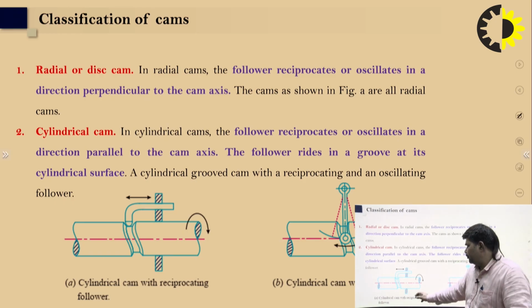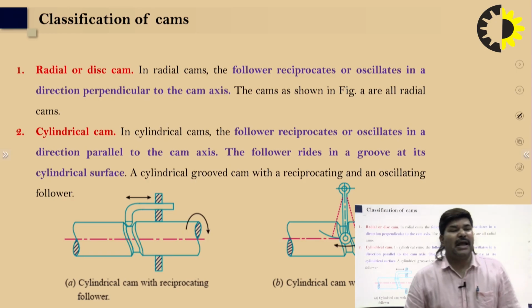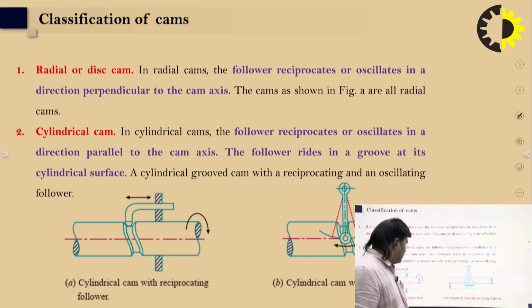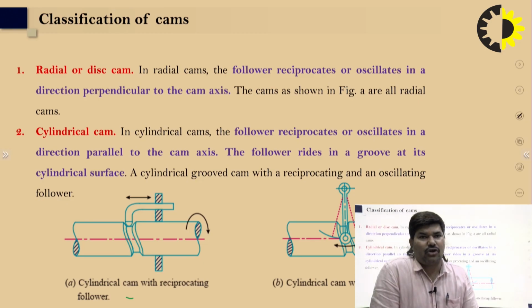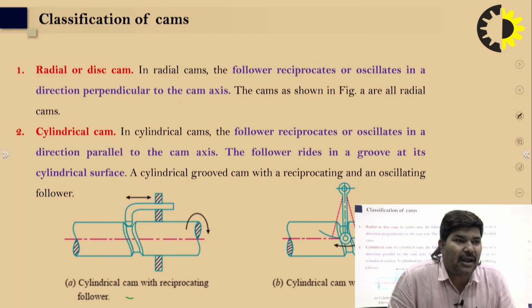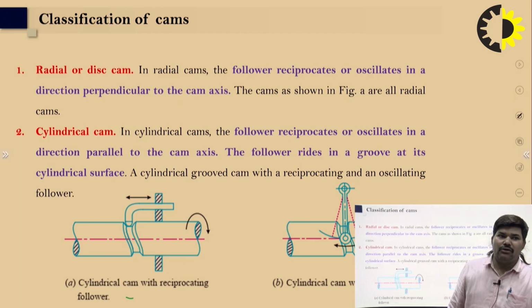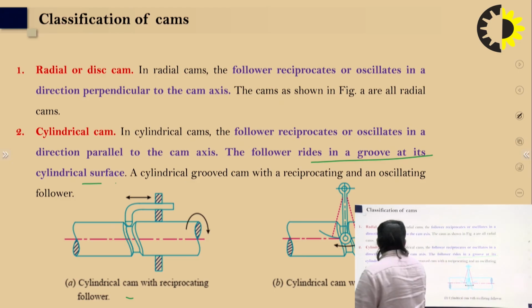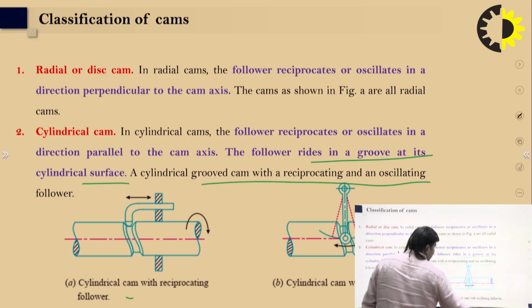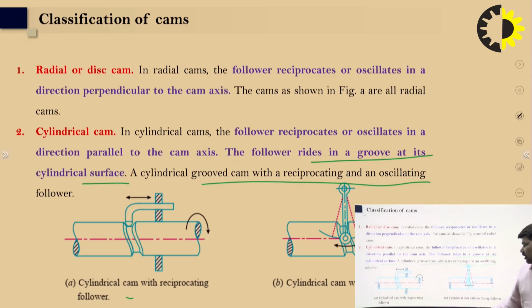You can see in figure A the cam shown as a radial cam. In the cylindrical cam, the follower reciprocates or oscillates in a direction parallel to the cam axis, and the follower rides in a groove on the cylindrical surface. So you can see in figure B that it oscillates like this, right? This is the reciprocating or oscillating motion.